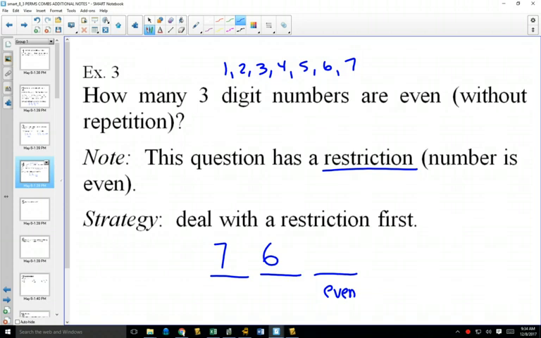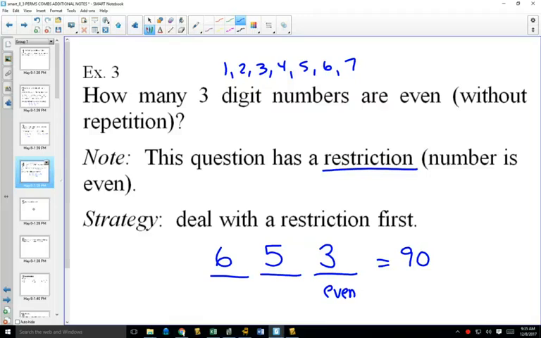So I have a problem that if I don't start with my restriction, I don't know how many numbers I can put in there. But if I started with the restriction and said, okay, I'm going to put one of my 3 even numbers here, now how many choices do I have for my first number? 6. And then 5. 90 in total.